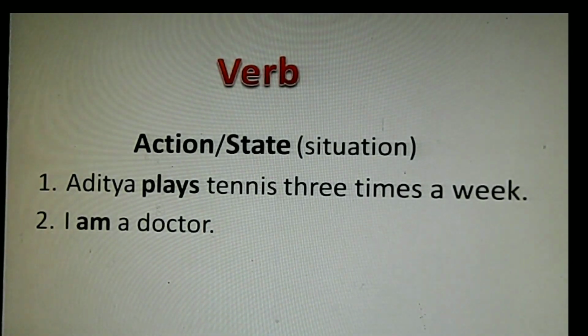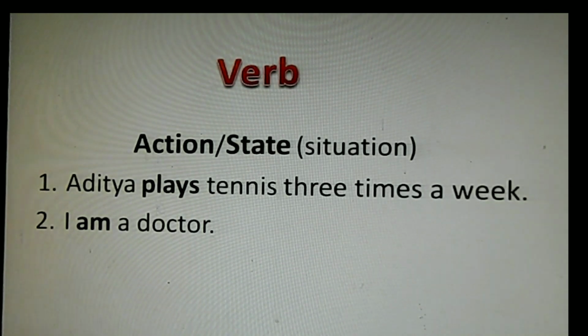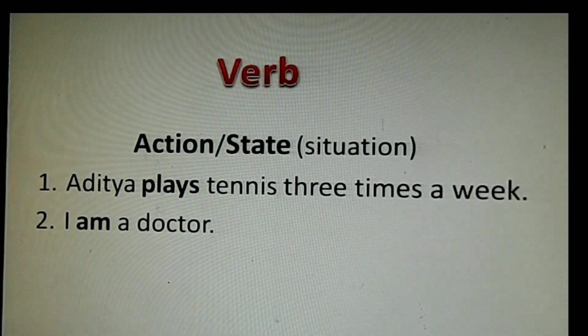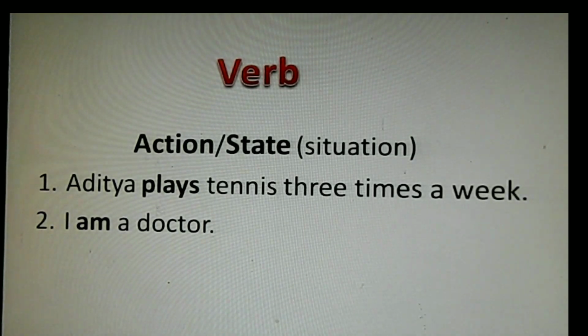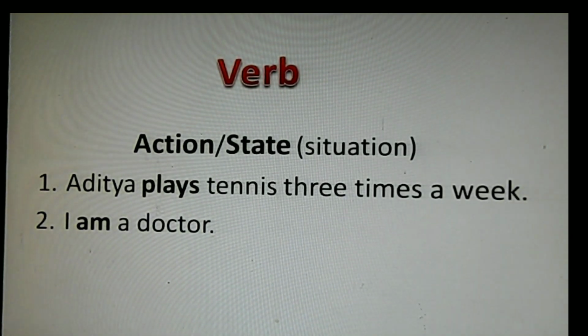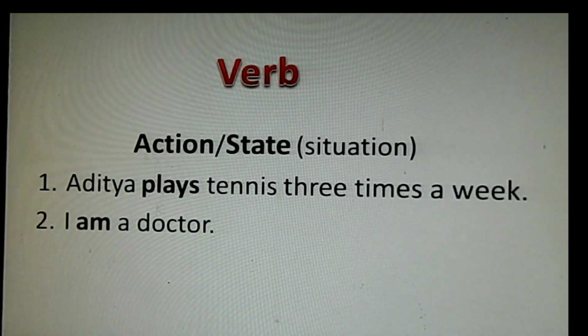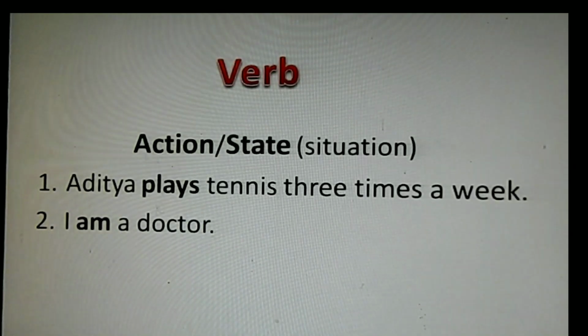The words which are written in bold letters in the 2 sentences, that is plays in the first sentence and am in the second sentence. These both words are verbs. Now I want you to notice a very important difference between these two sentences. Notice that in the first sentence we are talking about a physical action, because playing is something that we do physically. So the word plays shows an action.